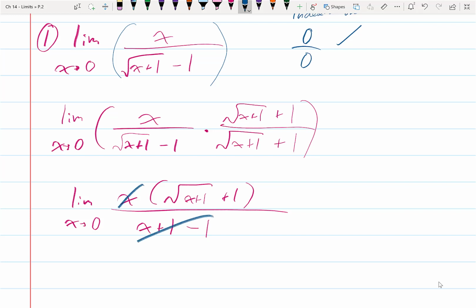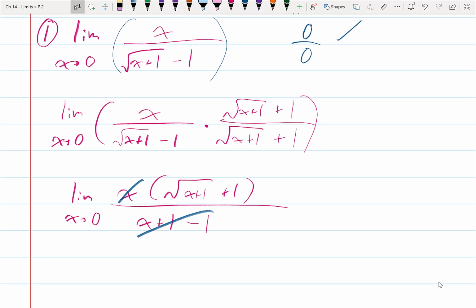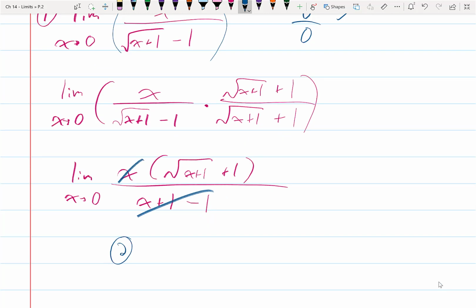Okay. So those cancel, and plugging 0 in now gives you root 1 plus 1, and I believe root 1 plus 1 is 2. Yeah. Okay, next.